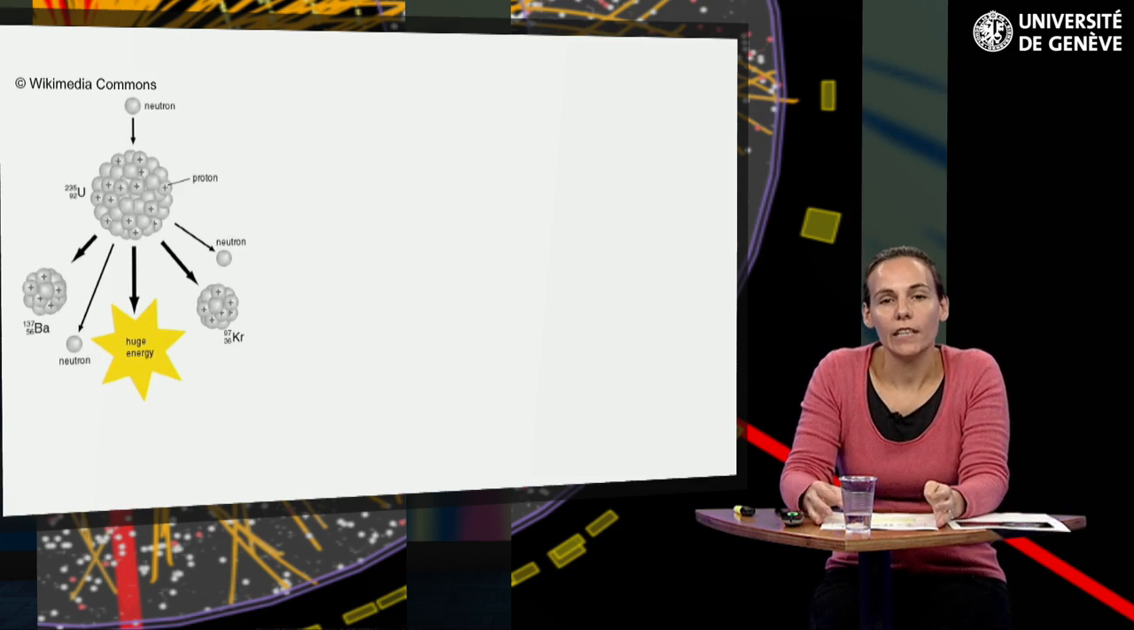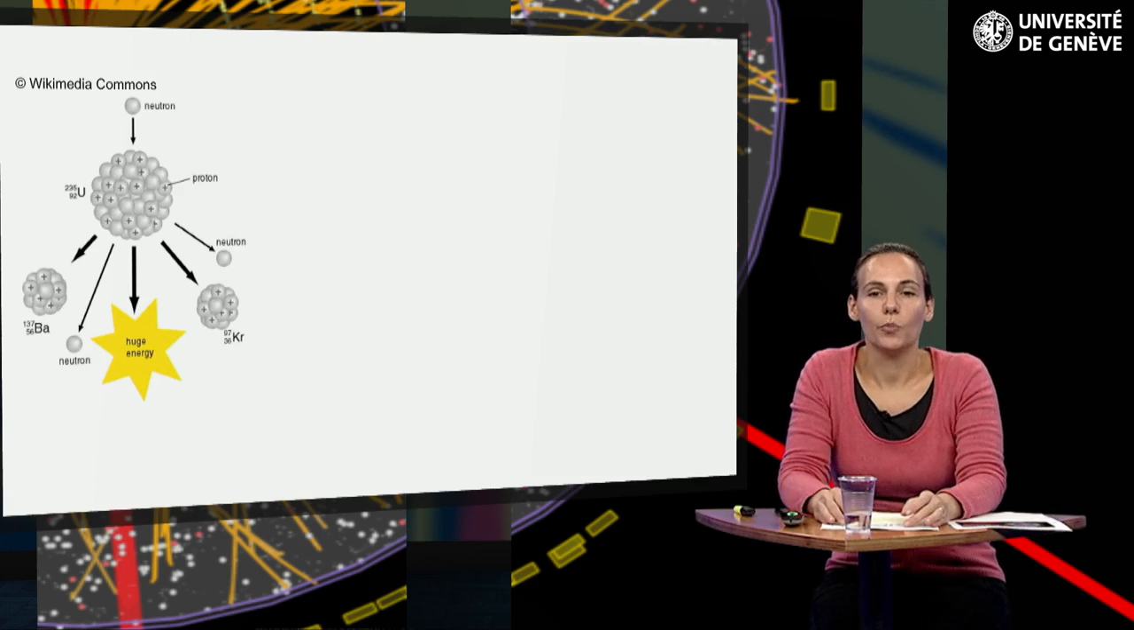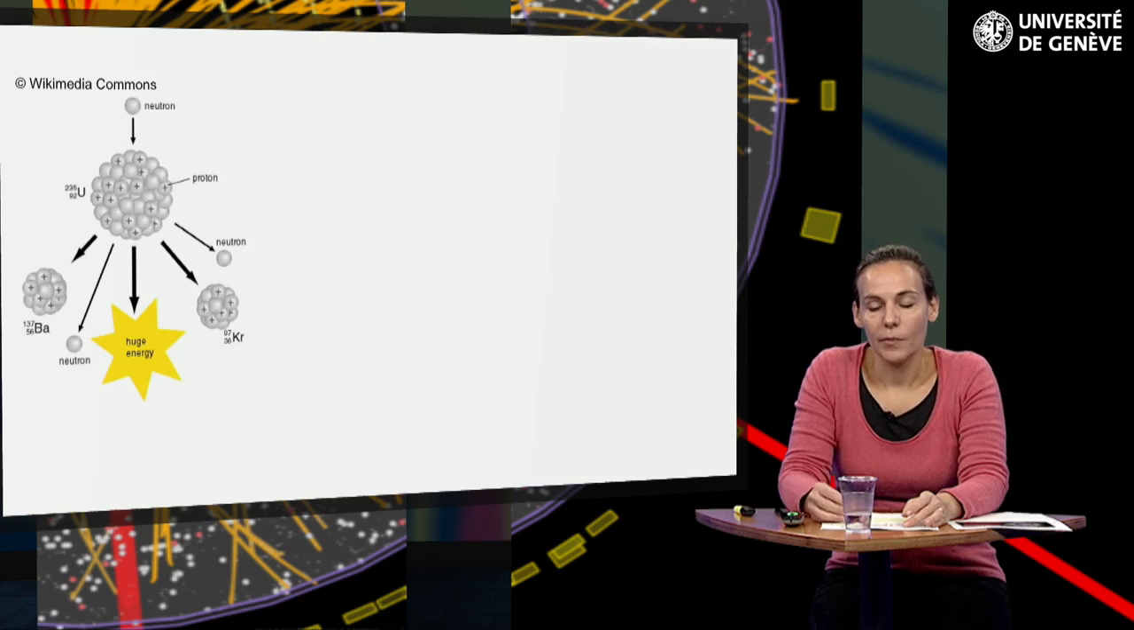The alpha decay, which we have discussed in video 2.4, is an extreme example of a very asymmetric spontaneous fission. But more important is the fission induced by the absorption of a neutron.